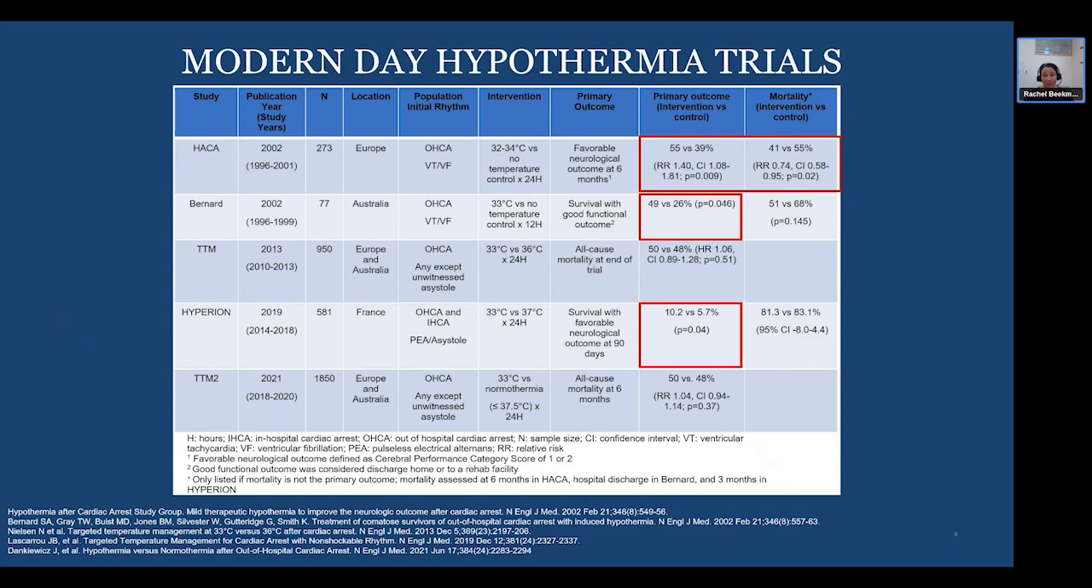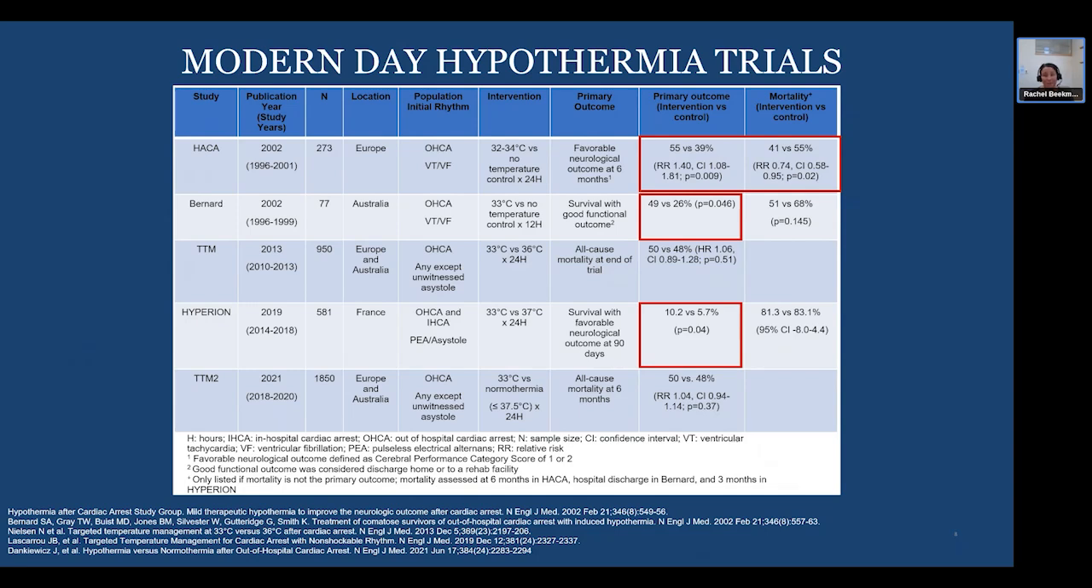To answer this gap, in 2013, the TTM1 trial evaluated 33 degrees Celsius versus 36 degrees Celsius and found that there was no difference in the primary or secondary outcomes. Subsequent to the publication of the TTM1 trial, the ILCOR guidelines recommended the use of hypothermia with a target temperature ranging between 32 and 36 degrees Celsius. And this overall led to a slow transition away from the use of moderate hypothermia.